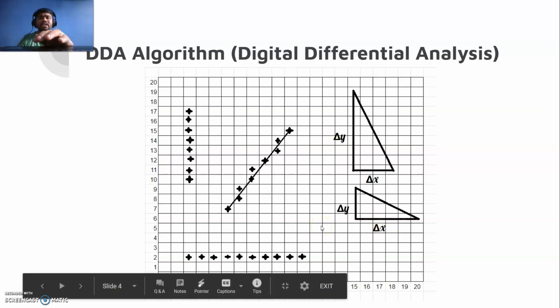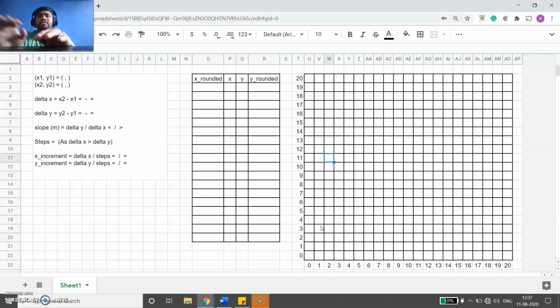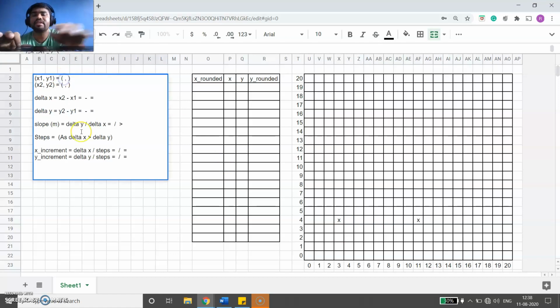So let's understand this with the help of an example. Let's plot some points. How does it work? You can see that I have put up the framework of the example over here. Let's say that we want to plot a line from 3, comma 4 to 11, comma 4.